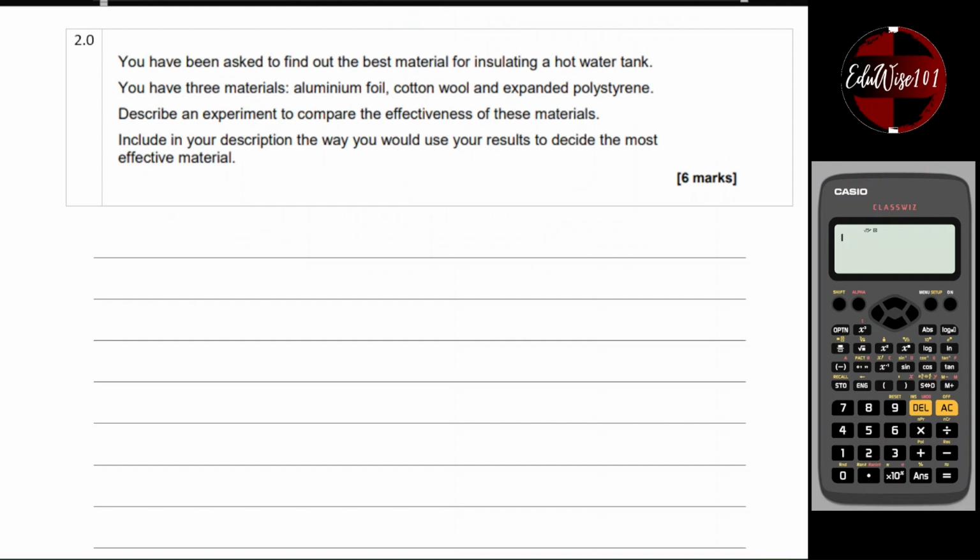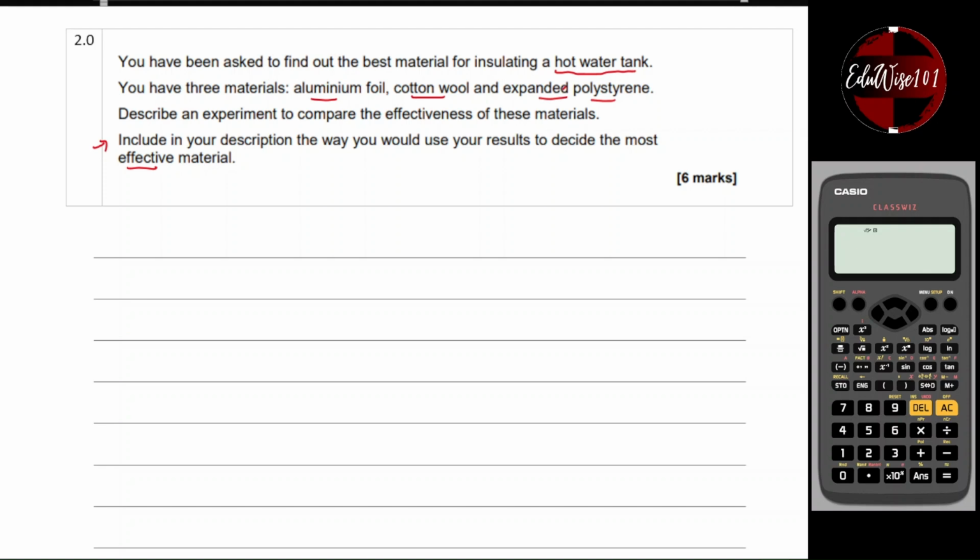Question number 2, which is a 6-mark question. You have been asked to find the best material for insulating a hot water tank. For a hot water tank, you have 3 materials: aluminium foil, cotton wool, and expanded polystyrene. Describe an experiment to compare the effectiveness of these materials. Include in your description the way you would use your results to decide the most effective material. So that would be your end point. That definitely will get 1 mark for you to say that. So how would you do this?